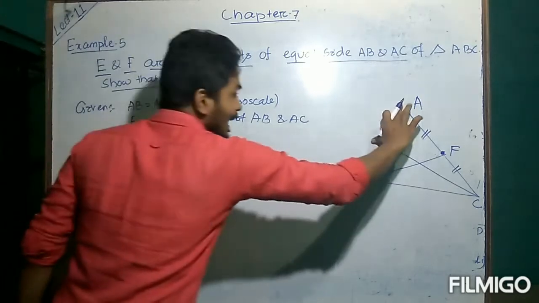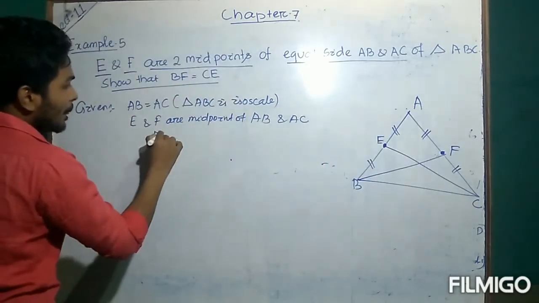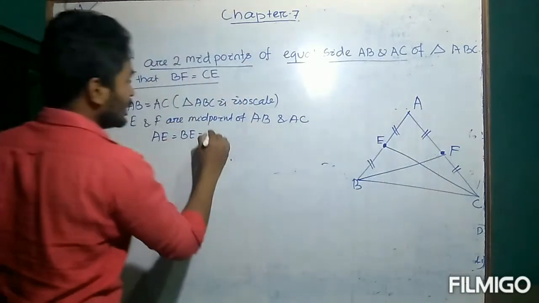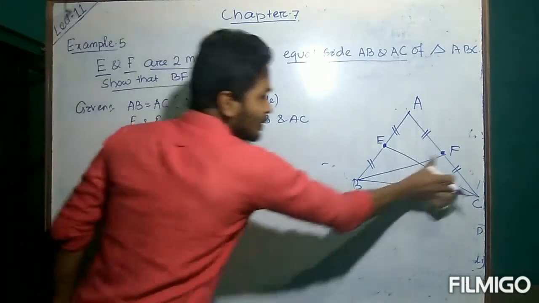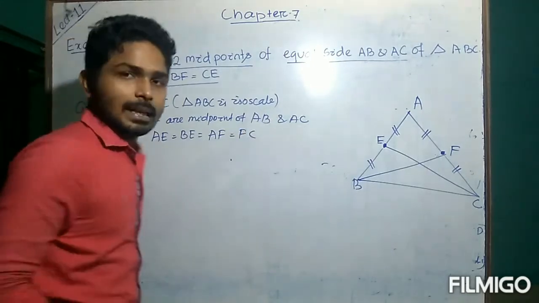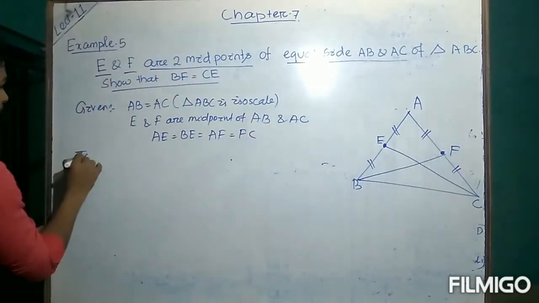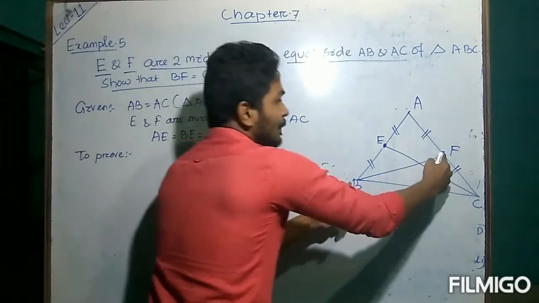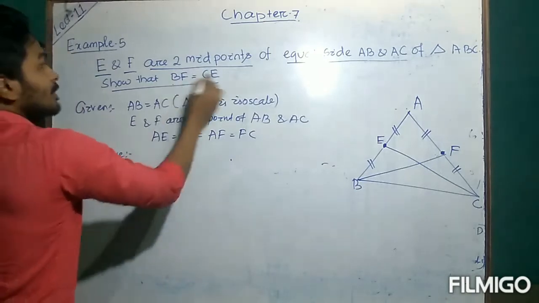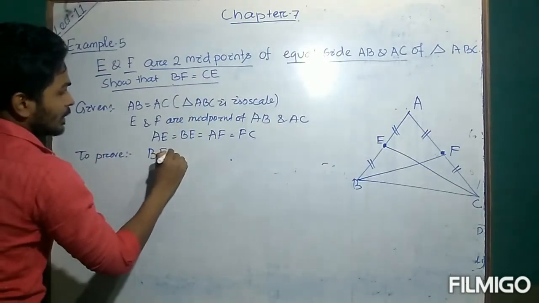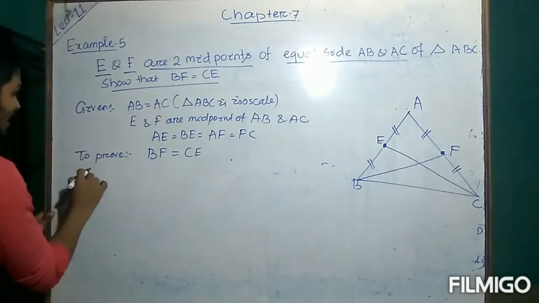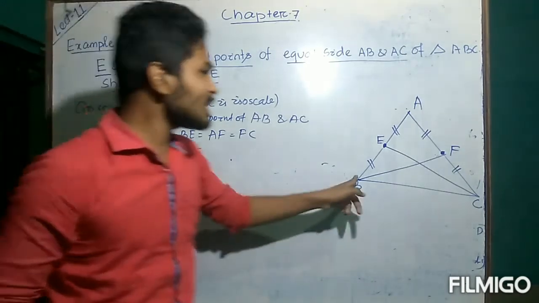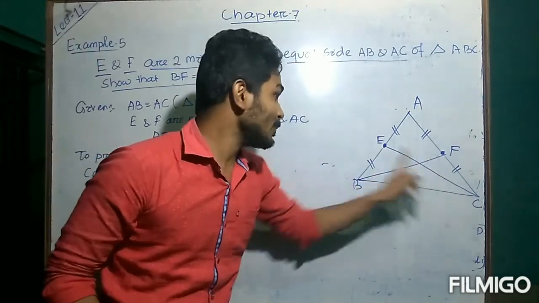So AE is equal to EB, which is also equal to AF, which is equal to FC. Why? I have told you why. Clear? To prove, we have to prove that BF is equal to CE. Okay, construction. We have to construct here. What do we have to construct? We simply have to join B with F, and C with E.